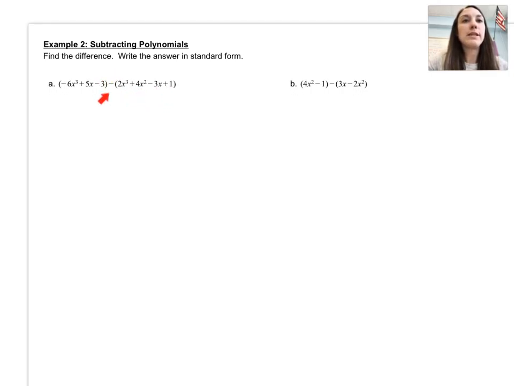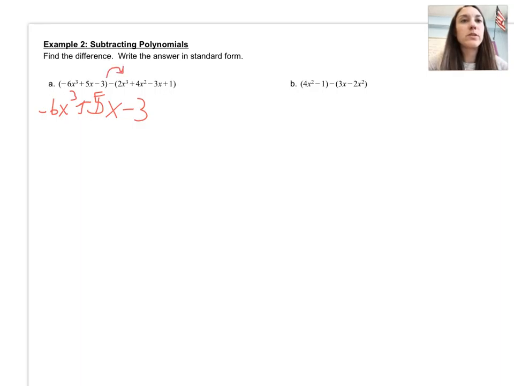This subtraction sign tells us that we need to distribute a negative to everything inside the parentheses. You can also think of it as distributing a negative 1. Our first parentheses is going to stay the same, so we're going to rewrite it without the parentheses. Negative 6x to the third plus 5x minus 3, and then we're distributing the negatives.